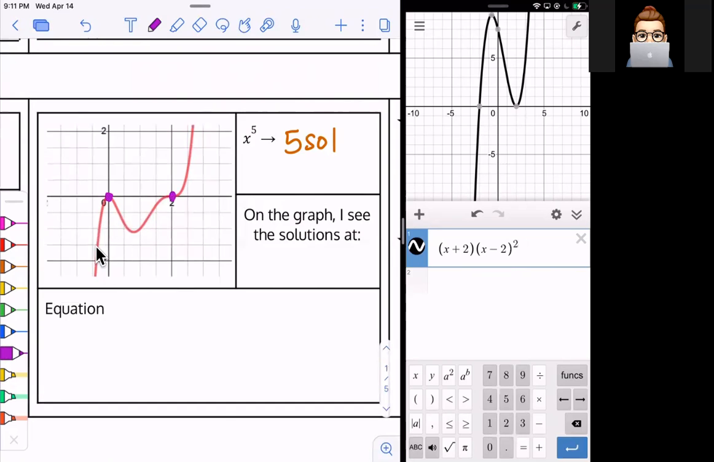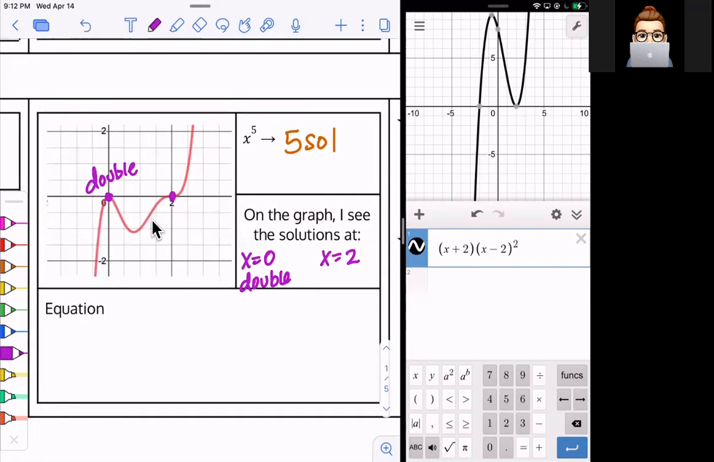That's kind of funky. So I see this one is coming up. It does not go through, it actually bounces. So I know that's a double, right? So I could say on the graph, I see a solution at 0. So x equals 0 is a double. Then it comes back down, and the next time that it hits the x-axis is at 2. So I know there's a solution at 2.